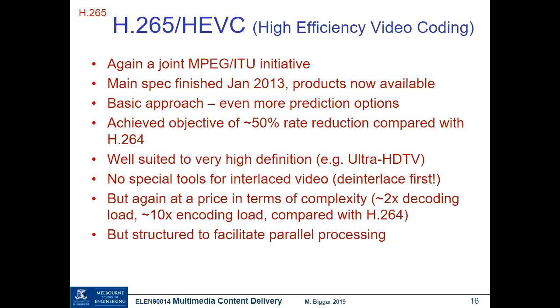Now, of course, it's easy. Moore's law just keeps on going, and H.264 is routinely used. We'll talk about the application areas in a minute. But HEVC, or H.265, took that complexity yet another stage, as you see. About twice the decoding load, but about 10 times the encoding load because of all these greater choices that had to be made. But I guess the good news is that it was structured to try to facilitate parallel processing to make it a bit more feasible.